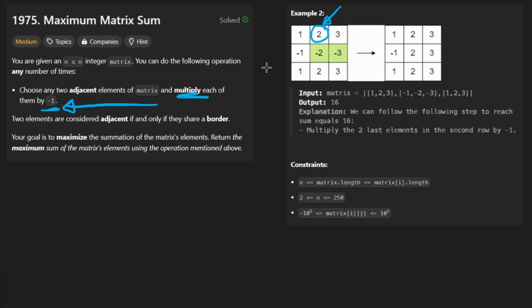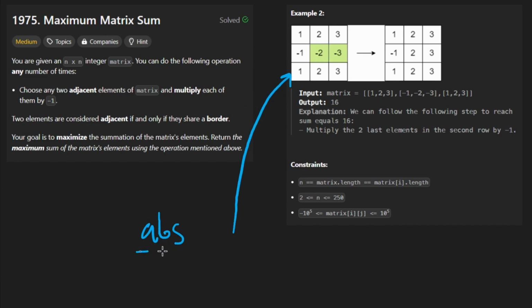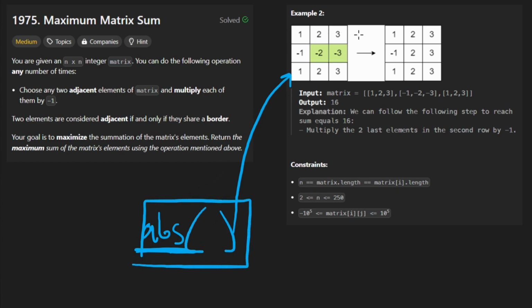But we can't do it one by one because, of course, if we could do it one by one, then the solution would be trivial. You just take the absolute value of every single number and sum all of them up, and that would be the result. That's the maximum sum. We're not trying to necessarily change the matrix. All we want to do is compute the maximum possible sum and return it. So it's not that simple.